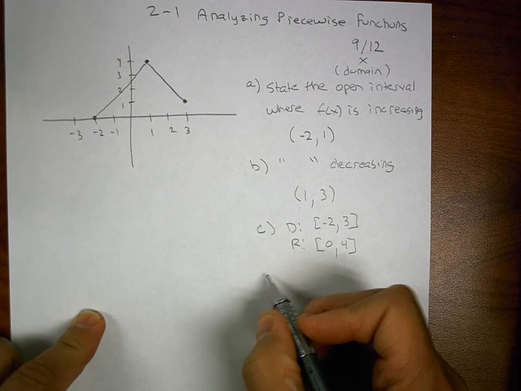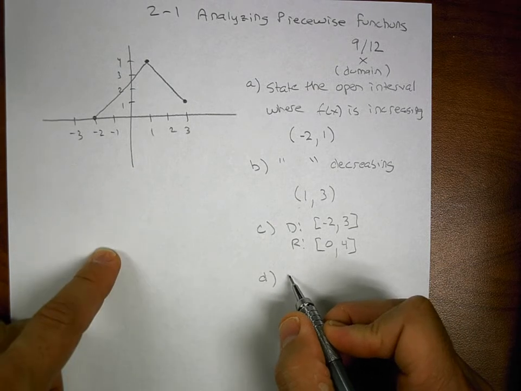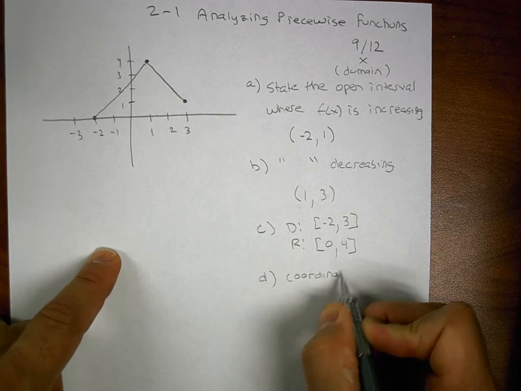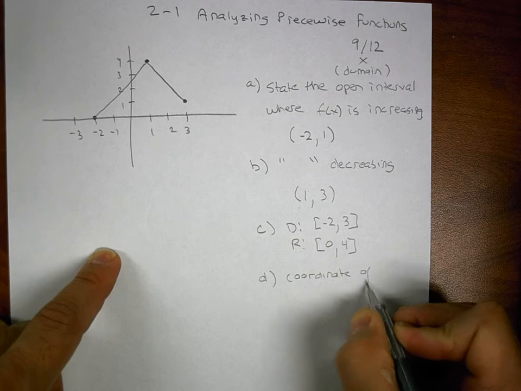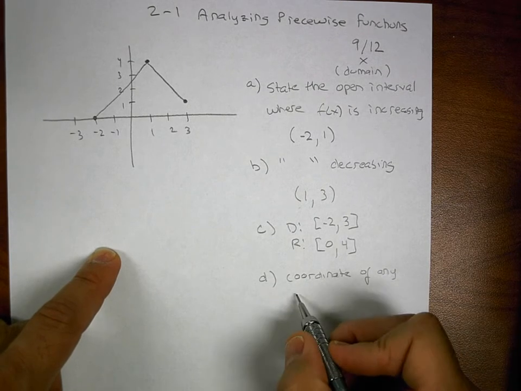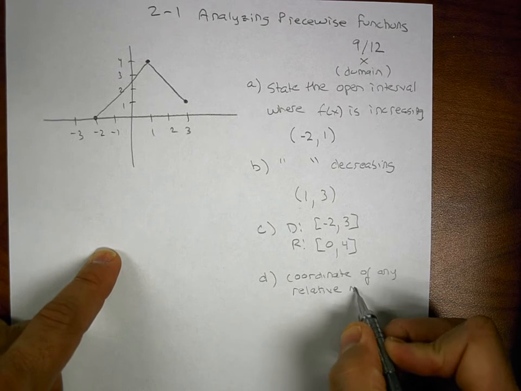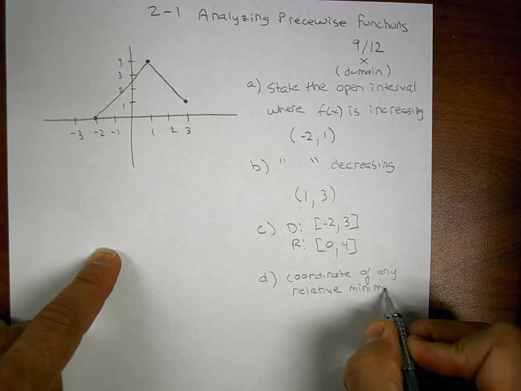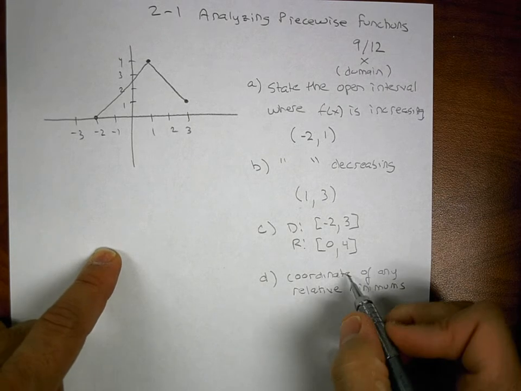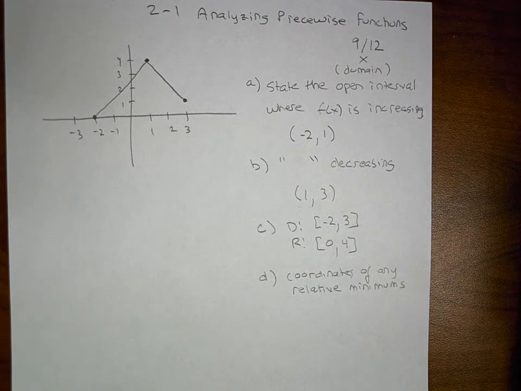All right. Question D. They want to know the coordinates, ordered pair, of any relative minimum. I will explain what that is. Relative minimum, or minimums if there's more than one. So I'll put coordinates, since there's possibly more than one.